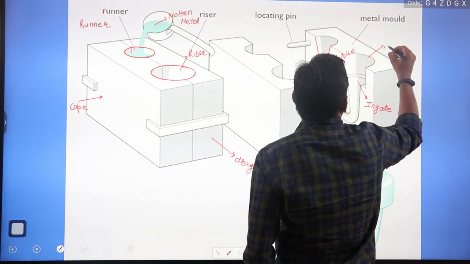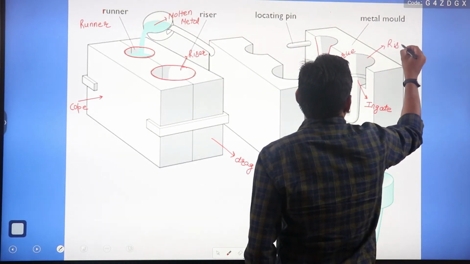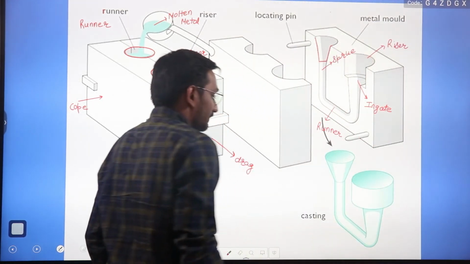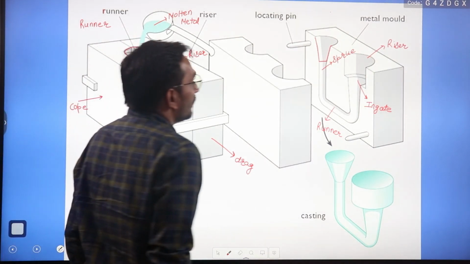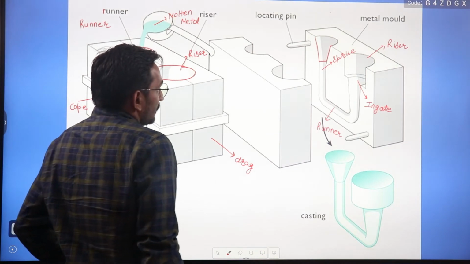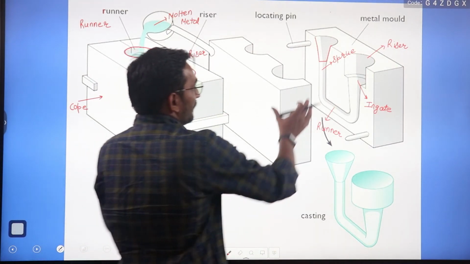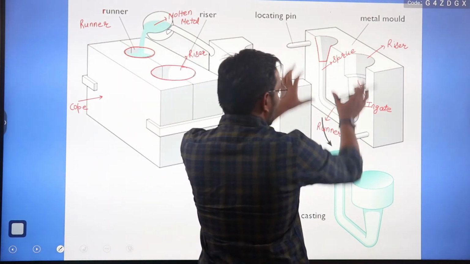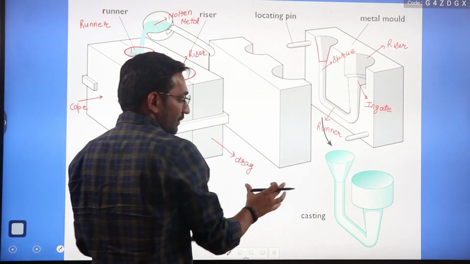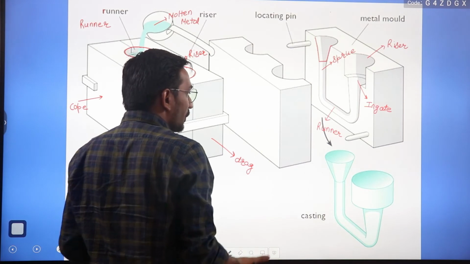And here we have riser, right? Now, we can say that if you pour the molten liquid here, then after solidification you will get this casting.